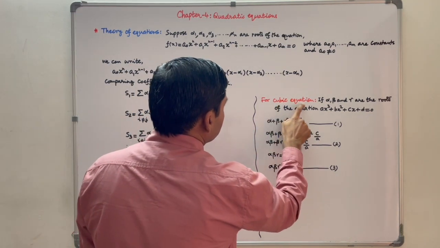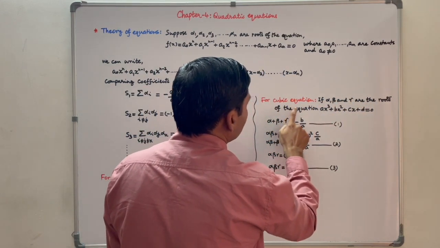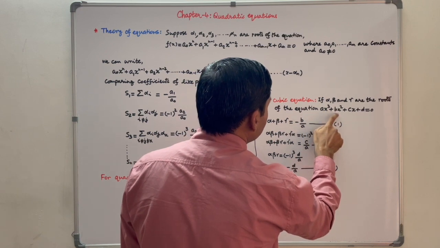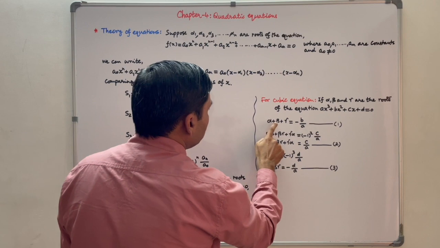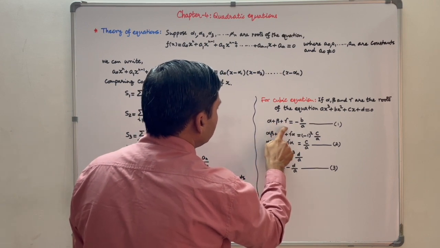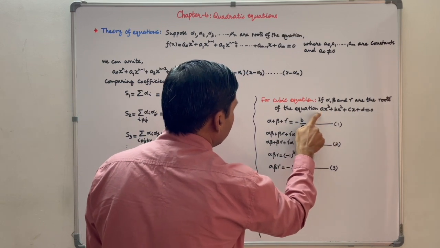Roots of a cubic equation. Suppose alpha, beta and gamma are the roots of the cubic equation ax cube plus bx square plus cx plus d is equal to 0. Then alpha plus beta plus gamma is sum of the roots taken one at a time, and that is equal to minus b upon a.